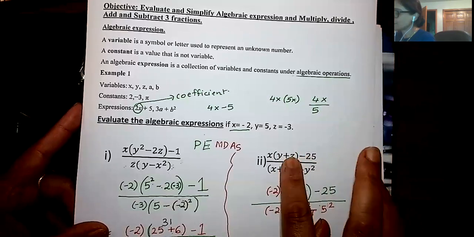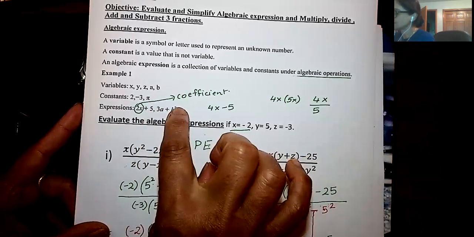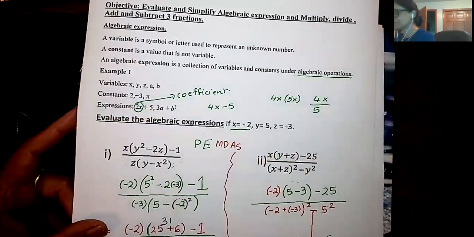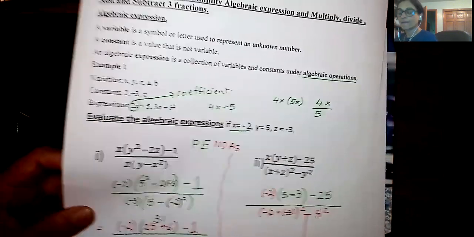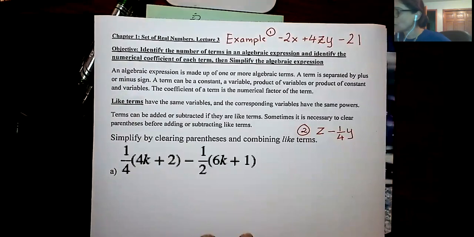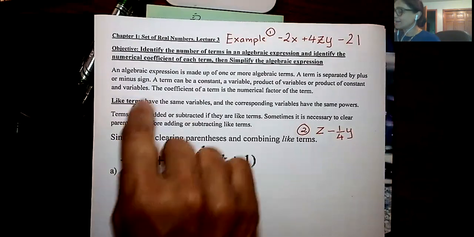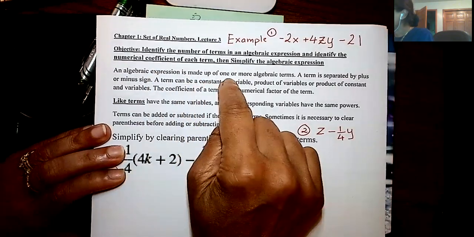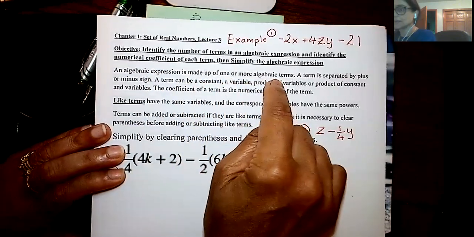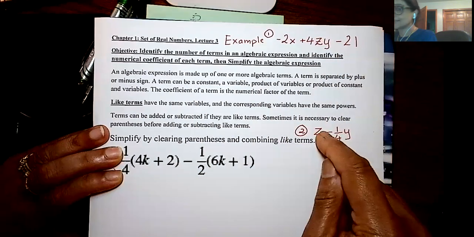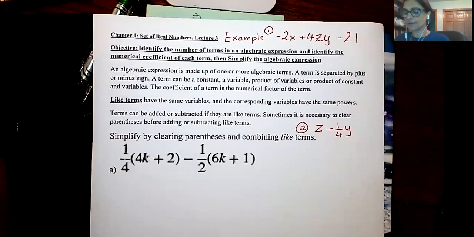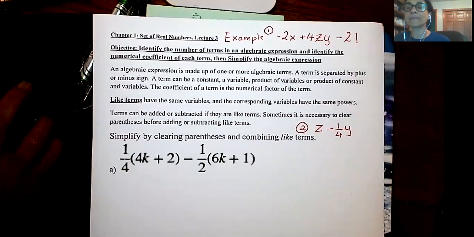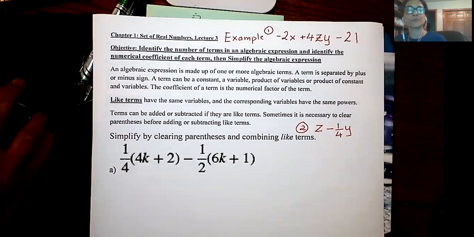This is an algebraic expression. This is an algebraic expression. This is an algebraic expression. We did look at a couple of examples. Okay, let's define it. What is an algebraic expression? It is made up of one or more algebraic terms. So here I have listed two examples of algebraic expression.